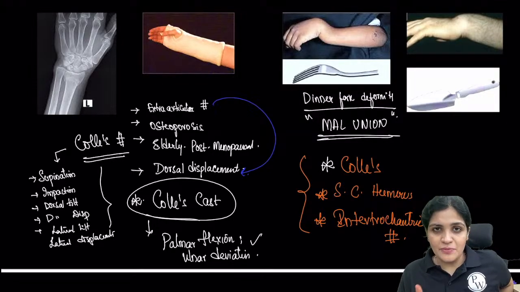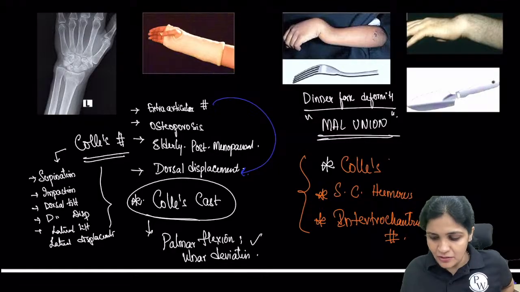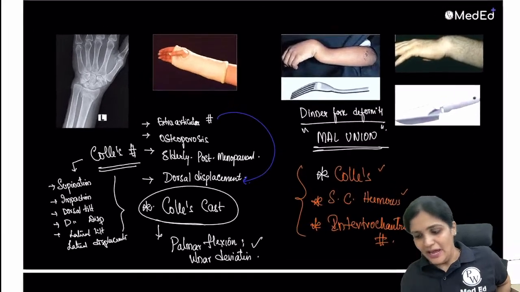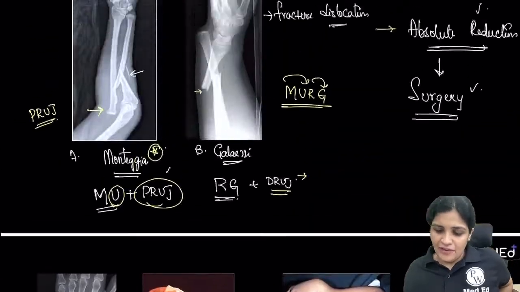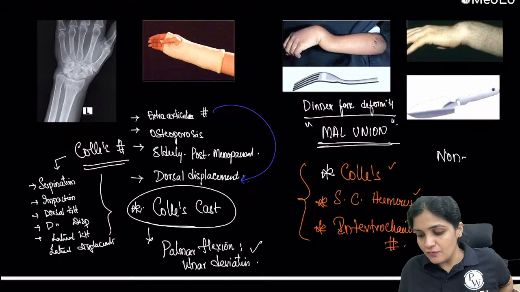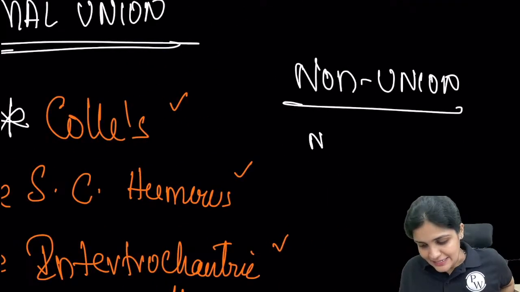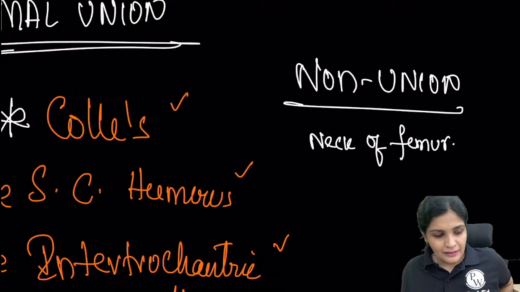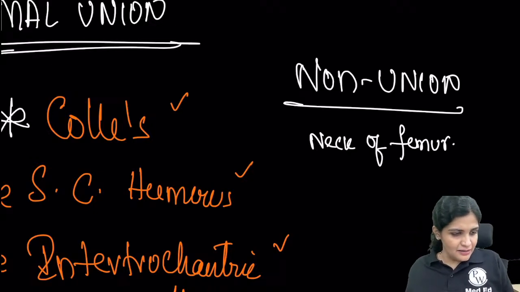So what are the areas where you expect malunion? Yes, repeat. Colles fracture, supracondylar fracture, intertrochanteric fracture. IT fracture. Okay. Where do you expect non-union? Areas of non-union? Neck of the femur. Yes, neck of the femur. Then, yes, answer.